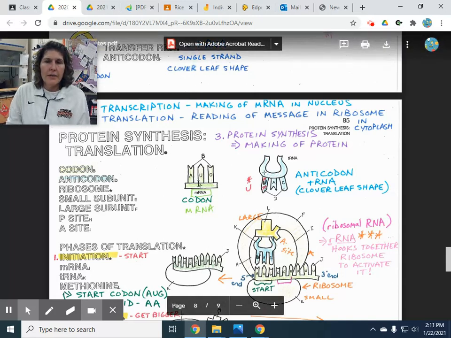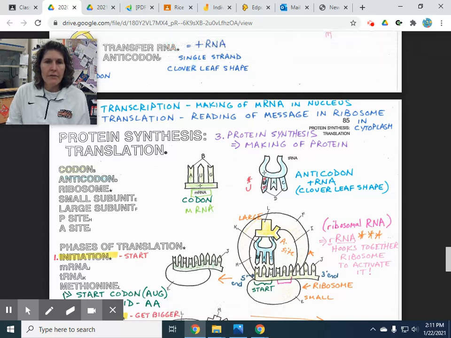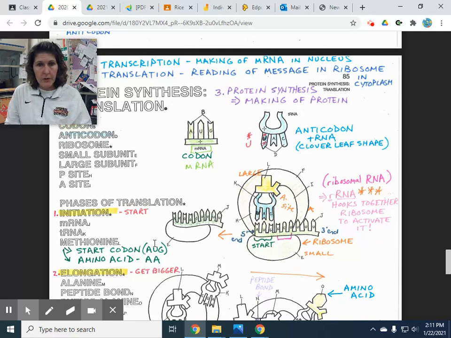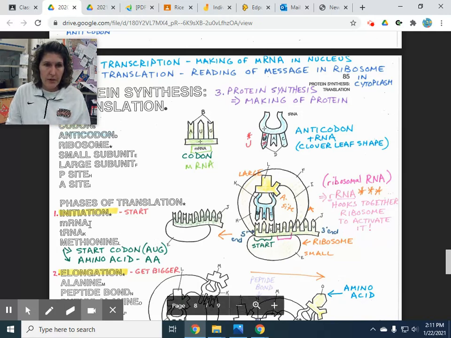So here we go. The difference is that in messenger RNA, every 3 base pairs is called a codon. In transfer RNA, every 3 base pairs is called an anticodon. I have them divided into 3 steps. Here's the first picture, which is just going to show initiation and the start codon. Then we'll go through elongation. Then we'll go through termination.